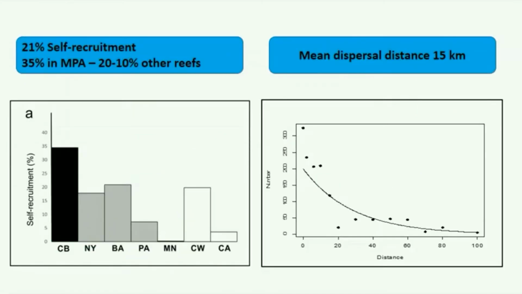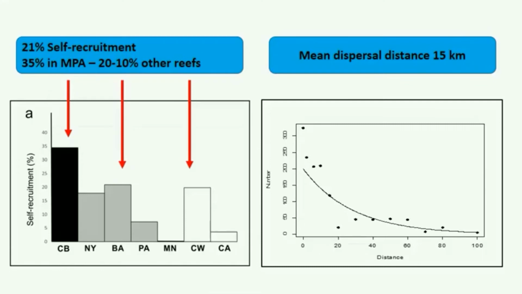I found that overall there was 21% self-recruitment in the system I studied, which means that 21% of the larvae returned to their home reef. However, there was a marked difference between a marine protected area, which was a reef that was in very good health, and other reefs that were exploited and that were less healthy. You see, there was 35% self-recruitment in the marine protected zone, and the other reefs had only levels of between 20 and 10% of self-recruitment.